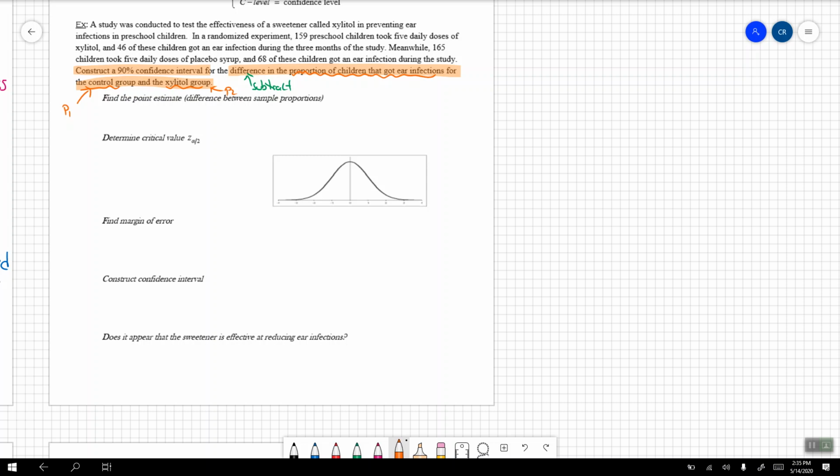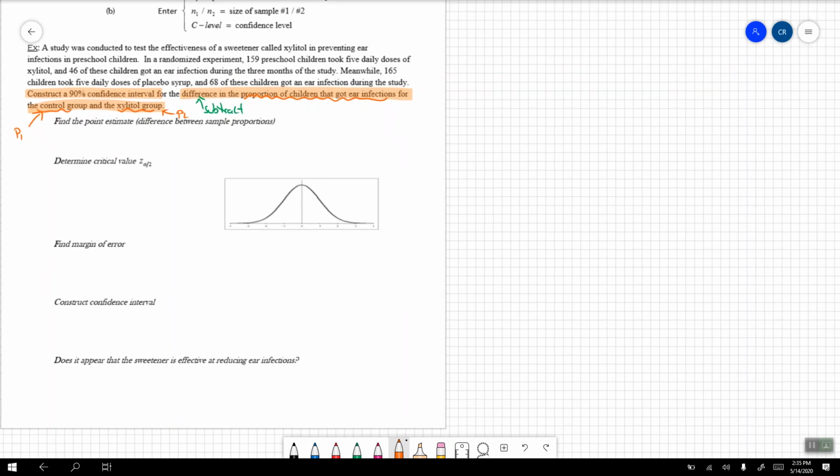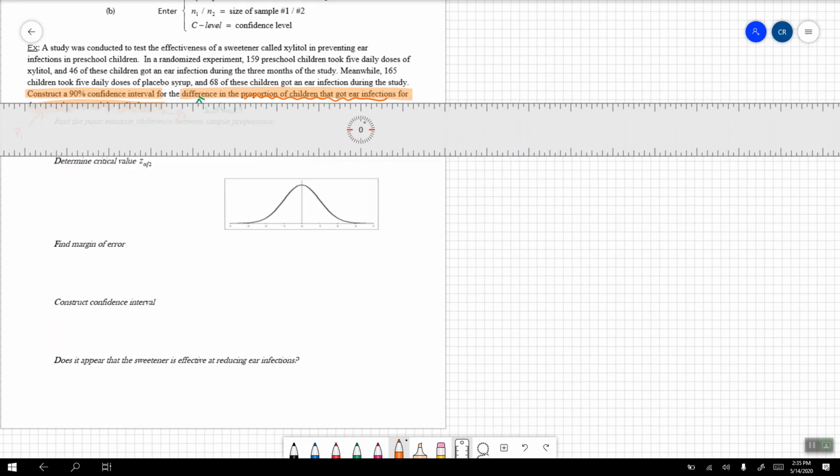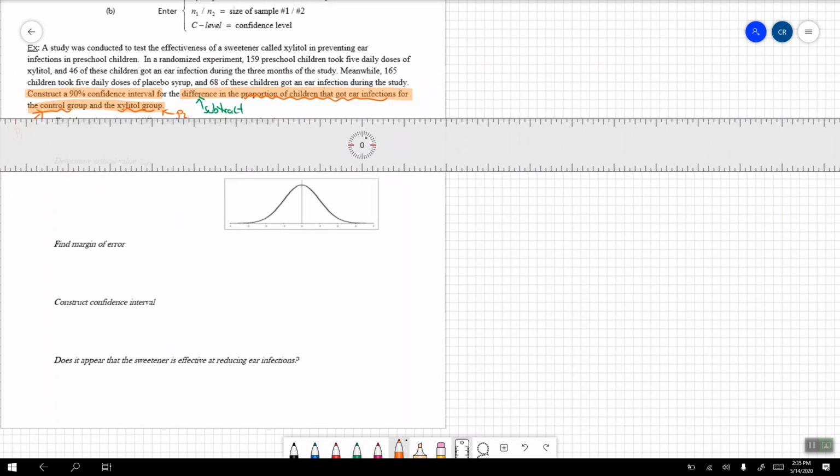Identifying is the first part. Now we have to go through and find this point estimate. In order to find the point estimate, we need to find p hat 1 and p hat 2, in other words, those unbiased estimators. In order to do that, I'm going to need a few pieces of information that I have within my paragraph.